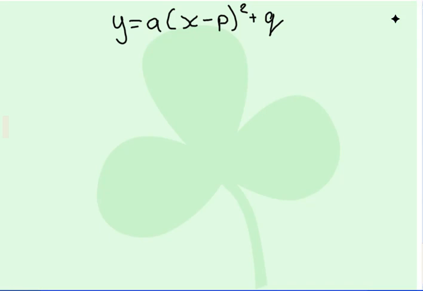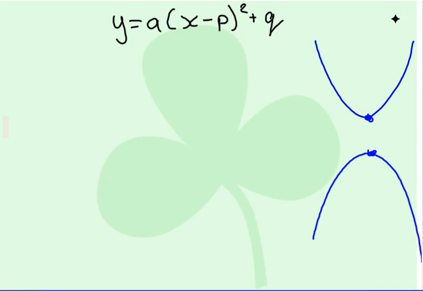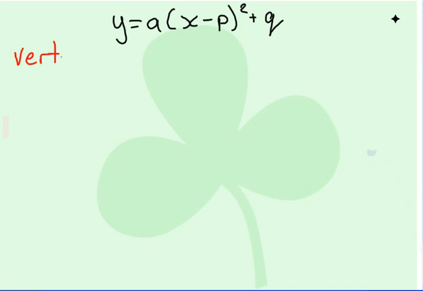Now if you remember, the vertex of a parabola is this point right here, or if you have a concave down one, it's that point right there. That's the vertex. That's a good place to start when you're drawing your parabolas. So, my vertex is going to be at p, q, at the point (p, q). Now remember, p gives me my x coordinate, q gives me the y coordinate.